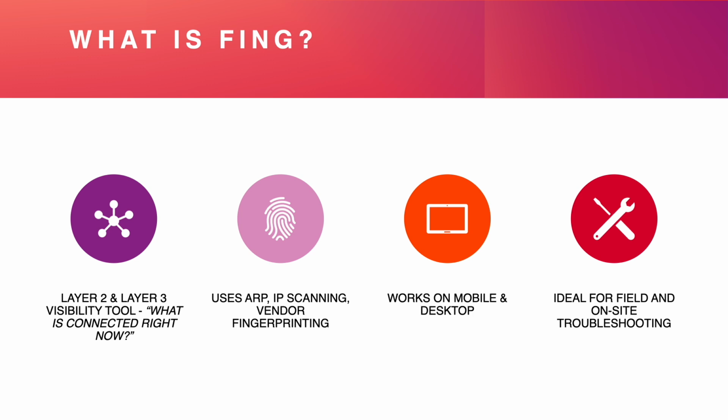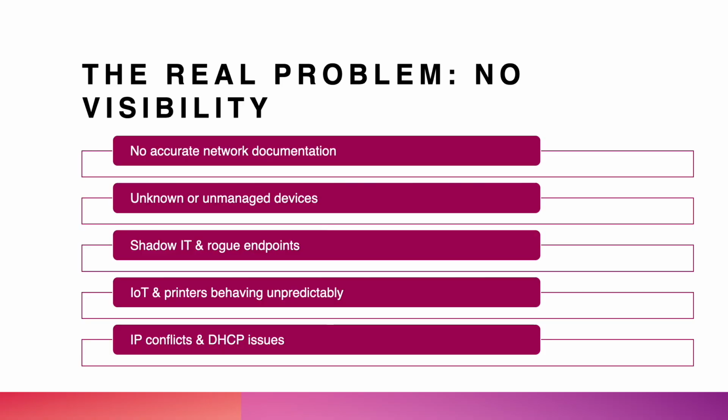But what's the problem when we are troubleshooting Wi-Fi networks? One of the biggest challenges in networking is lack of visibility. Many times we are asked to troubleshoot an issue without having access to the switch, controller, or any monitoring tools. We don't know what devices are connected, what IPs are being used, or if there is a rogue AP or unknown endpoints. That's where Fing comes into the picture.